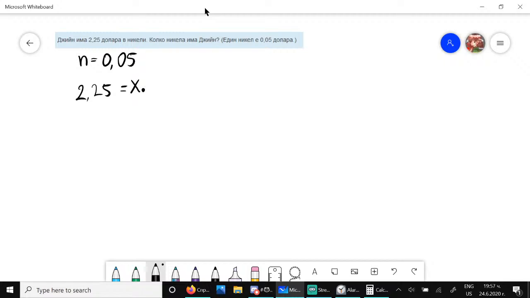how many nickels will be x? So 2.25 is equal to x multiplied by 0.05, and x is 2.25 over 0.05, which is equal to 45.